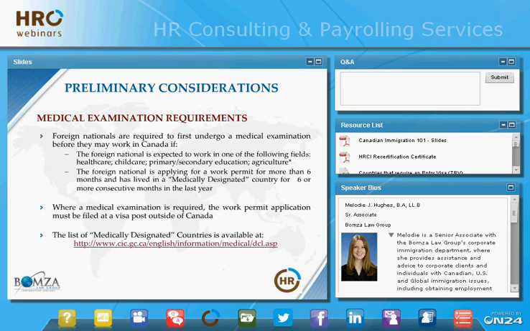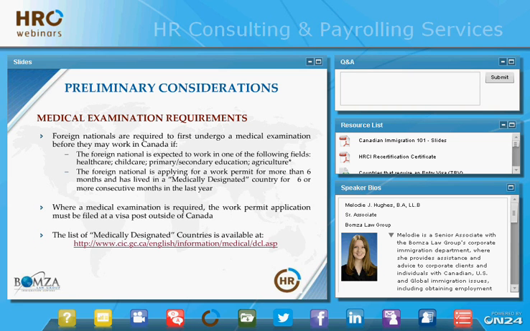You'll see that there's a link at the bottom of the screen. There's also a link in the resources section on your page as well. Because it's constantly updated, I always recommend before you plan on hiring or sending a foreign national into Canada for any duration of time to check if they need a medical exam. You would be surprised at some of the countries that do need one. Most countries in Europe do not. However, Portugal, for some reason, does.